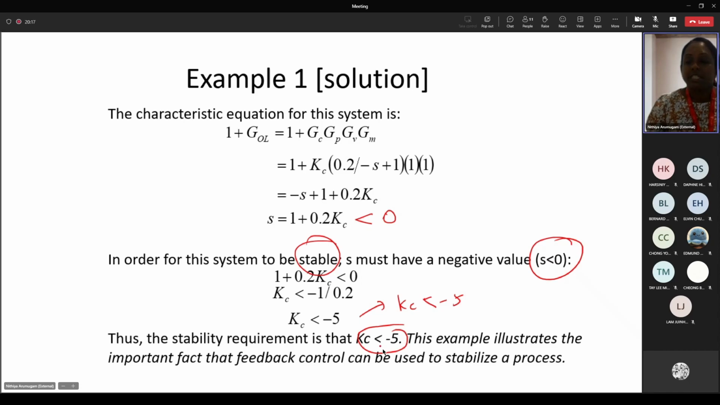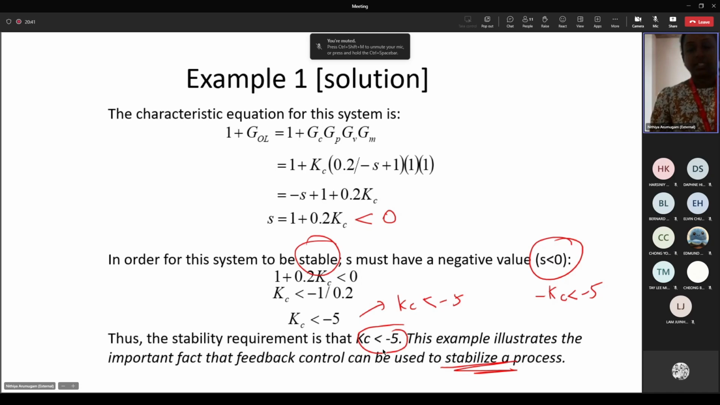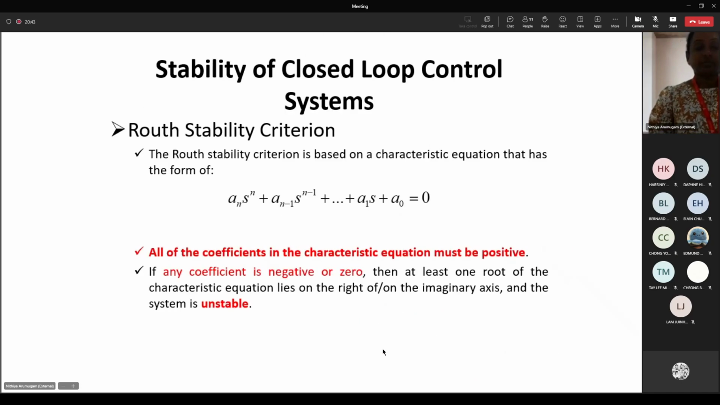If Kc is less than negative 5, this example shows that a feedback controller can be used to stabilize the process. Now, here Kc less than negative 5 also means negative Kc less than negative 5, so it depends on how the Kc value is projected.